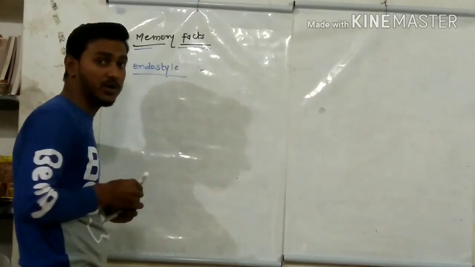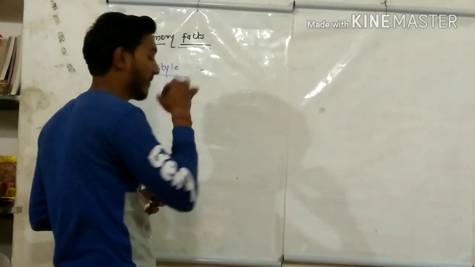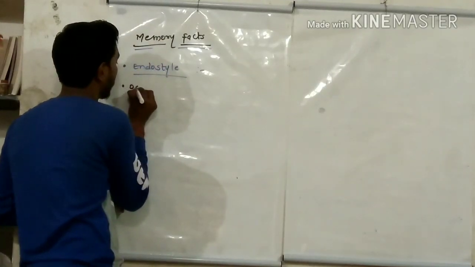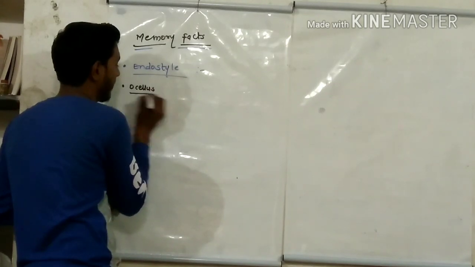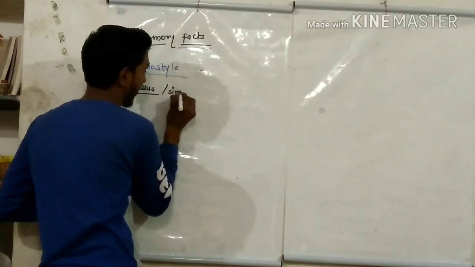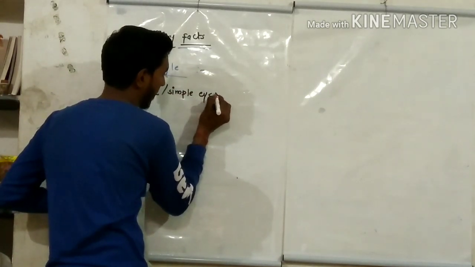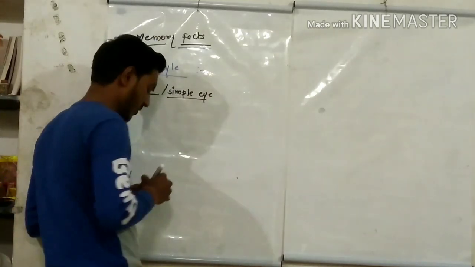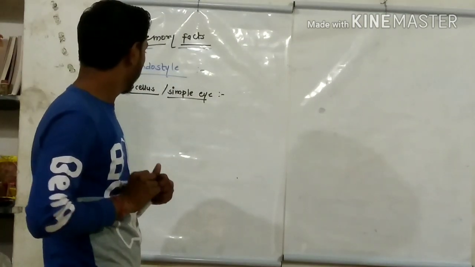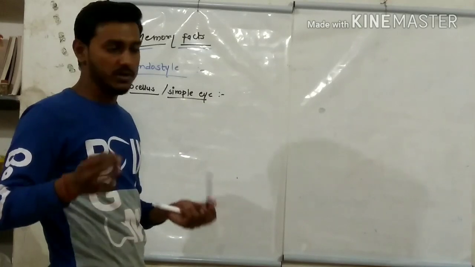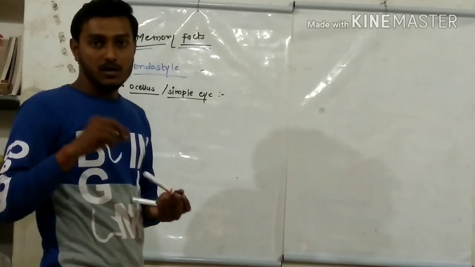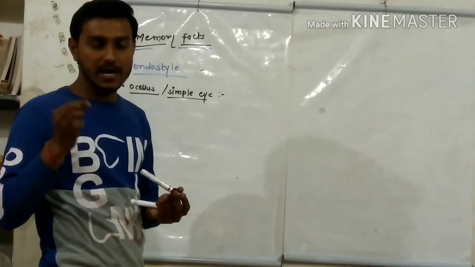Now another memory fact is the ocellus. We have seen that ocellus. I am giving you additional information about this ocellus. The ocellus was the simple eye. This simple eye, you might know the structure, contains a single cornea, lens and pigmented retina.